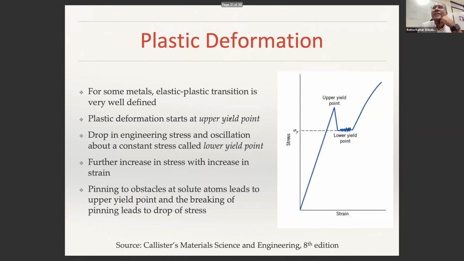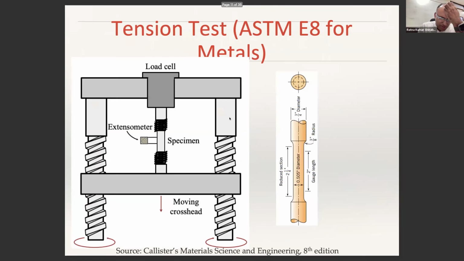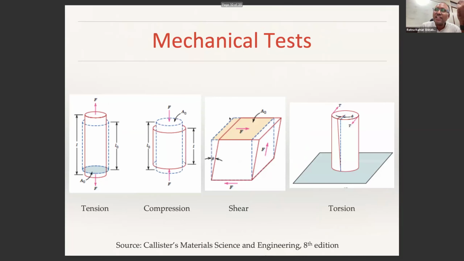We will talk about it at a later time when it comes. So let me continue. Engineering strain is change in length over original length. Engineering stress is nothing but force per unit area. So we will say force per unit original cross-sectional area is engineering stress. Force per unit current cross-sectional area is called true stress. That is the only difference.